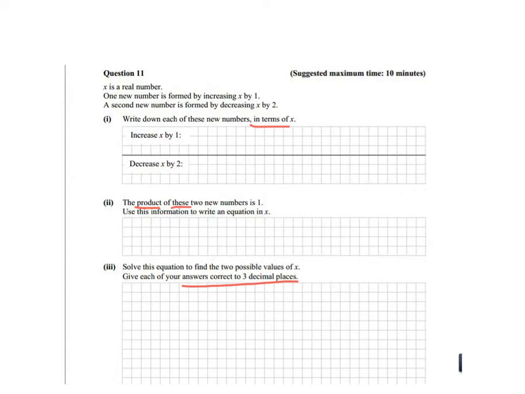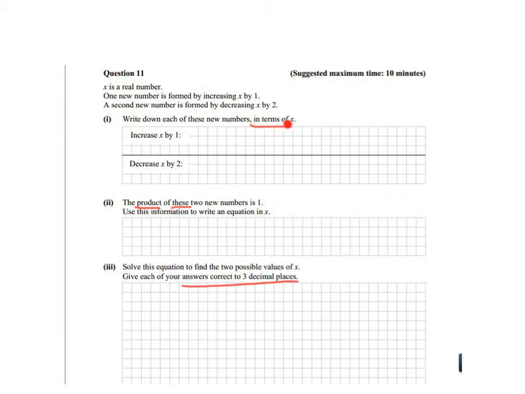So this is just an attempt to clear up some of the perhaps confusing terminology you might see in your algebra exam. Let's have a look at the first question. X is a real number. One new number is formed by increasing x by 1. A second new number is formed by decreasing x by 2. Write down each of these new numbers in terms of x.